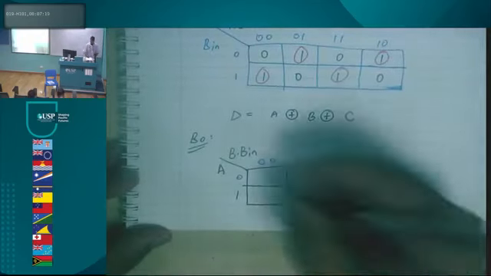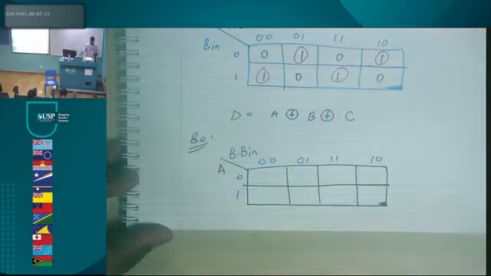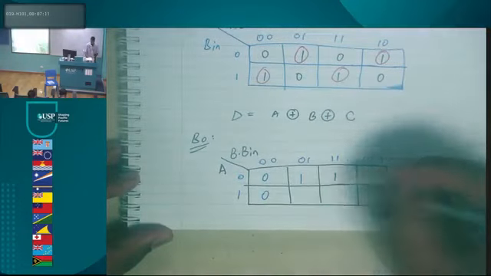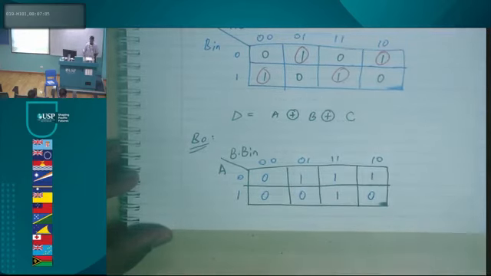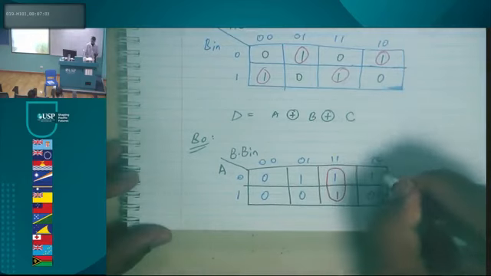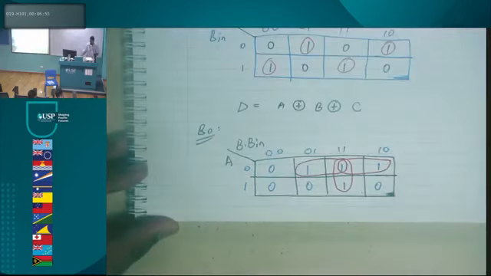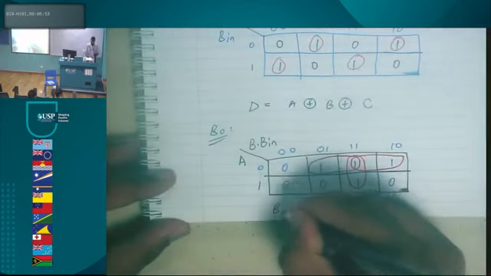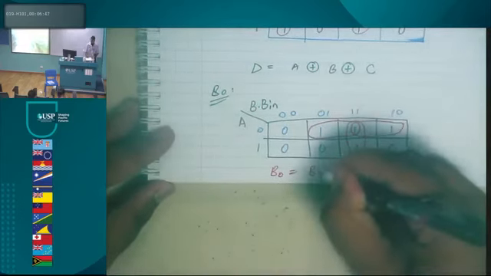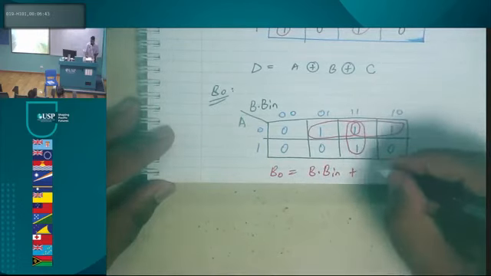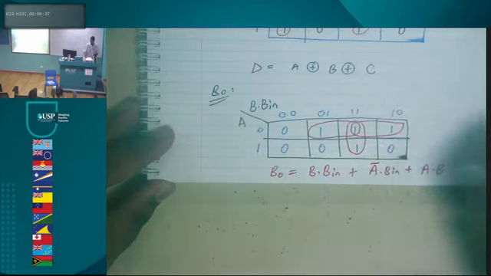So what do we get? We get, all right, and then we can loop that around. We can group those two. We can group those two. All right, so let's have a look at this. This will be B and B in. This is A bar and B in. This is A and B.